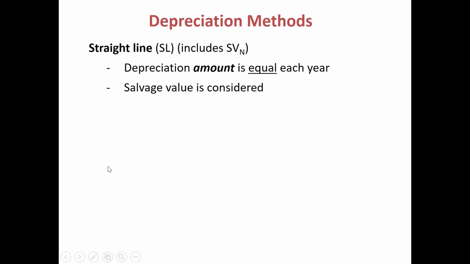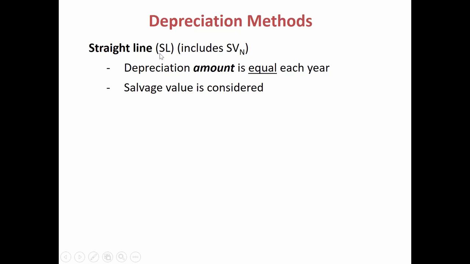So there are three main ways to calculate how much depreciation a company can take for its equipment. The three methods are called straight line, declining balance, and MACRS. So let's talk about straight line first of all.